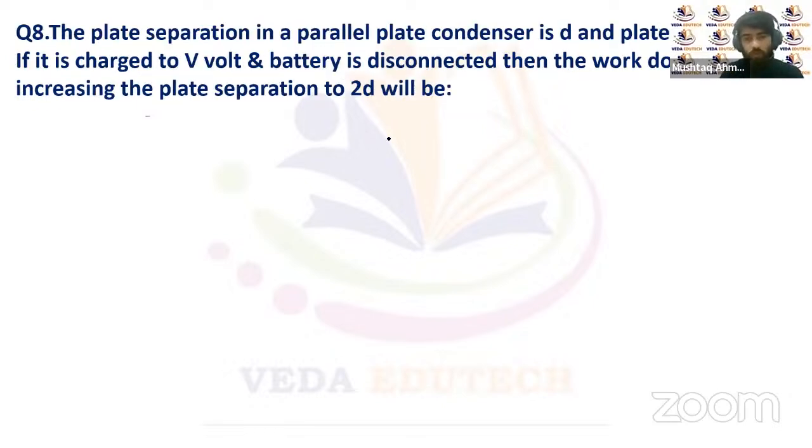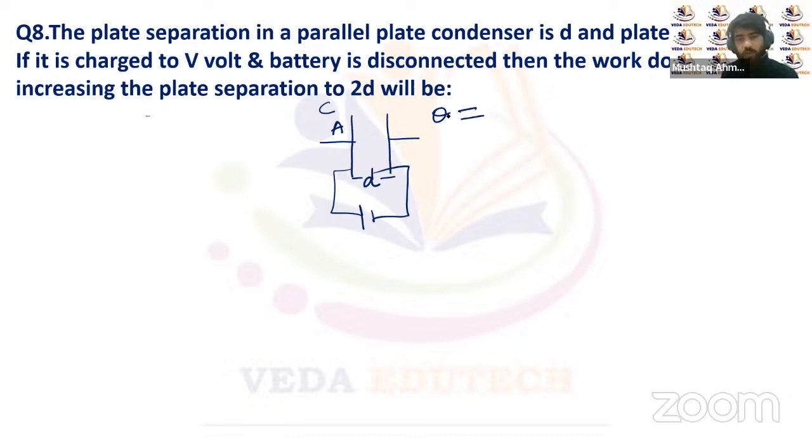It means that we have the capacitor here. Initially, the separation between the two plates of the capacitor was D, with area A. It was initially charged to V volts. If C is the capacitance of this capacitor, then the charge stored in this capacitor will be C multiplied by V.